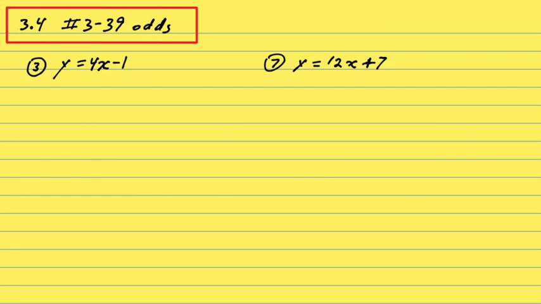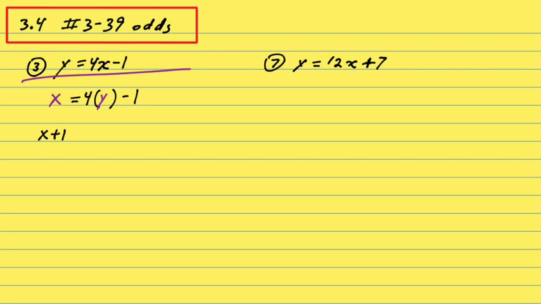Okay, the assignment's going to be 3 to 39 odds. We'll do a couple of them. They want us to find the inverse functions. To find an inverse function, you replace the y with an x and the x with the y. In other words, you reverse the x's and y's. So this y becomes x, this x becomes y. And then you solve it for y.